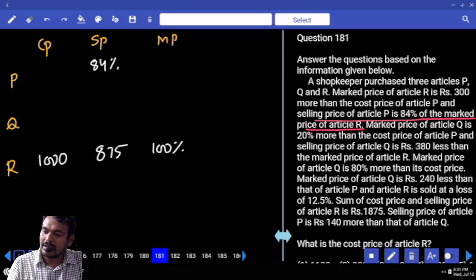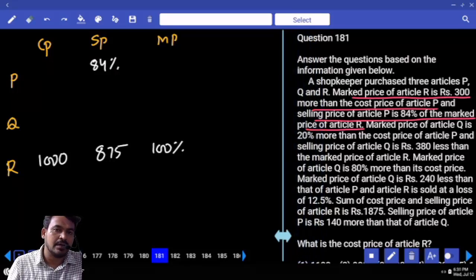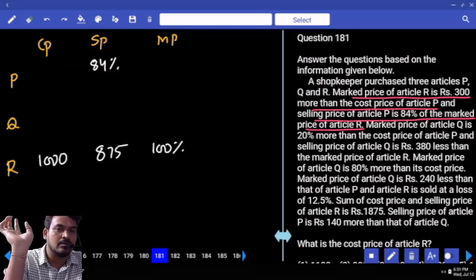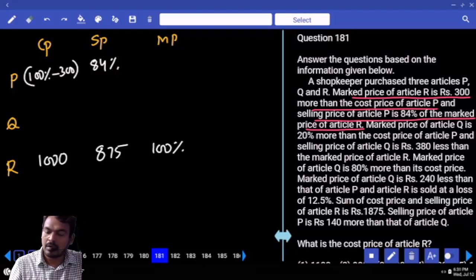Next, what is the starting line given? Market price of article R is 300 more than the cost price of article P. Means the 100% value is 300 more. Means cost price of article P is how much? 100% minus 300 or plus 300? Minus 300. Okay. Next.